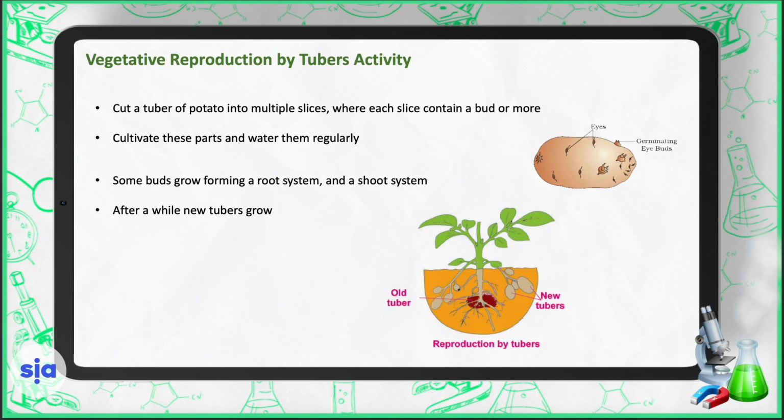Some buds grow, forming a root system. This is a root system. And a shoot system. This is the shoot system above the ground. After a while, new tubers grow.